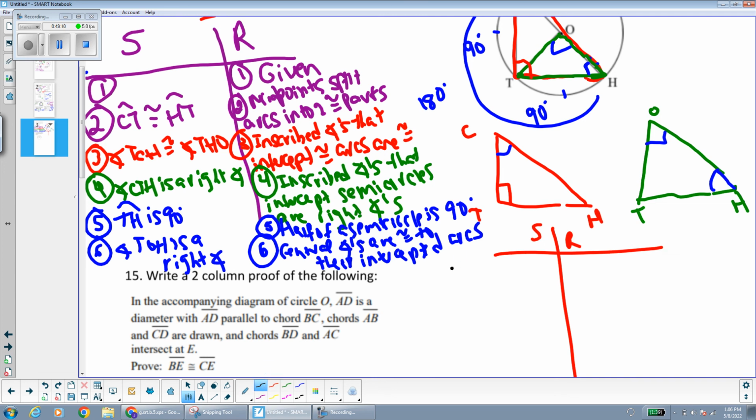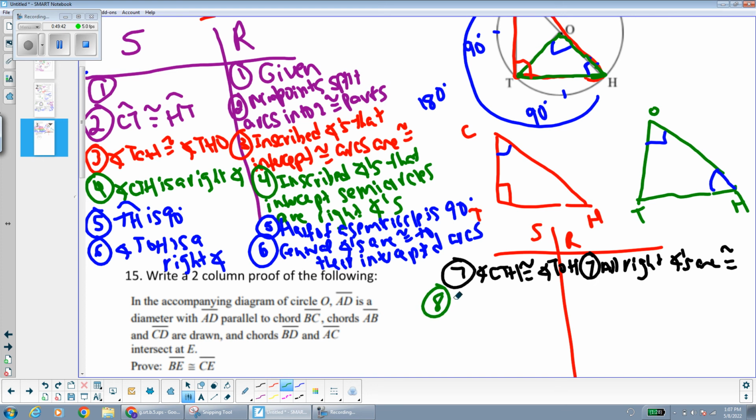So I do actually have to say that the two right angles are congruent to each other. So I'm going to say angle CTH, this one over here, and angle TOH, this one over here, are congruent to each other. And since they're both right angles, I can use the reason all right angles are congruent to each other. From there, I can say that the two triangles are similar. Triangle CTH is similar to triangle TOH, and my reason for that is AA.